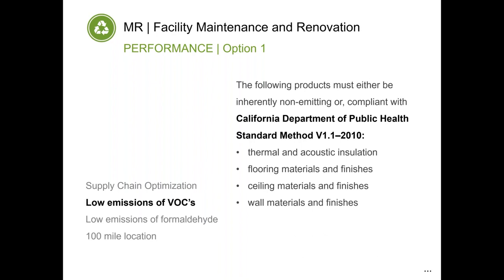Next up, low emissions of VOCs. So we talked about this a little bit earlier. We're seeing it come up again. Low VOC and low emitting products are super important, especially in a facility maintenance and renovation. You want to focus on products that are either inherently non-emitting, if you can, or if they are emitting, compliant with the California Department of Public Health standard. Remember that standard.